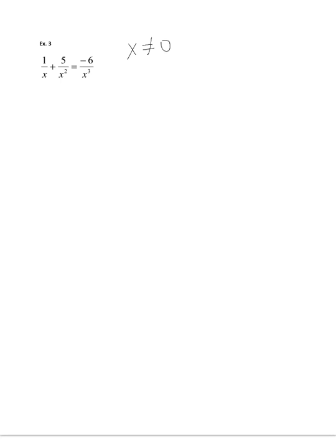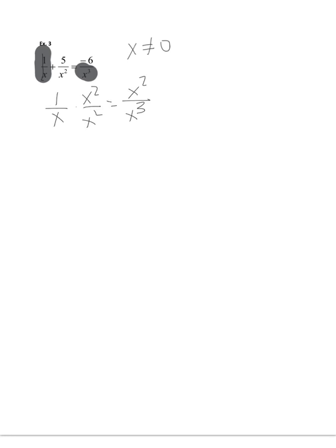Once I've identified that restriction, we now need to discover our common denominator. And looking at these three terms, I notice that the common denominator across all three terms would be x to the third. So we ask ourselves, what can I do to this first term, 1 over x, and what can I multiply this by to get to x cubed in the denominator? Well, I would have to take 1 over x and multiply by x squared over x squared. And we multiply fractions straight across, so I end up with x squared over x cubed.